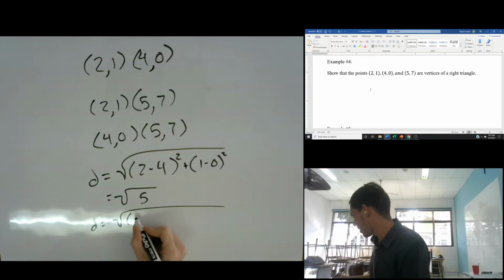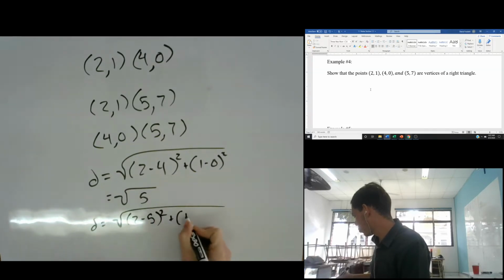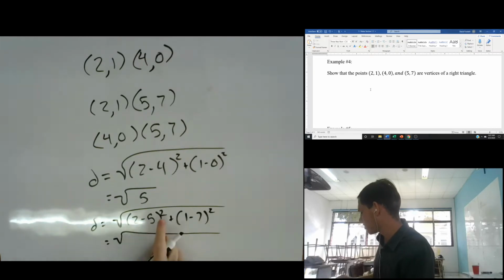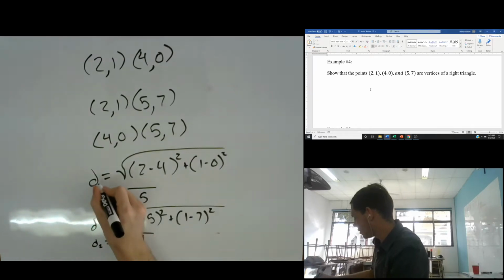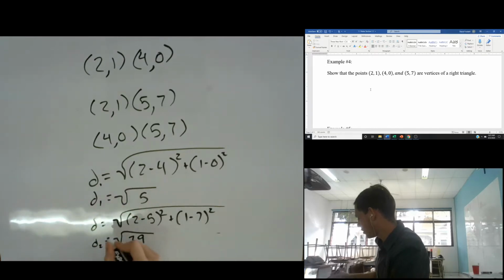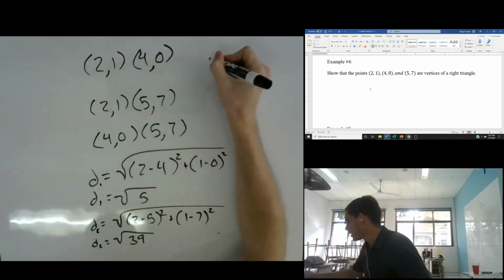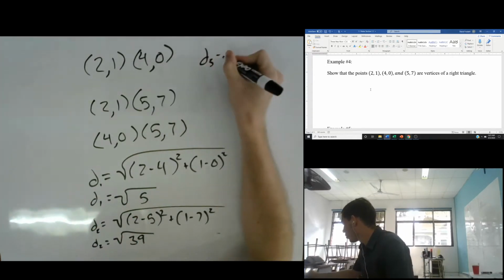Second distance: 2 minus 5 squared plus 1 minus 7 squared. If you do this right, this is 3, so 3 squared is 9, 9 plus 6 squared is 36, so this is 39. You could always double check my math. Let's say this is D1, D2, and then finally distance 3.